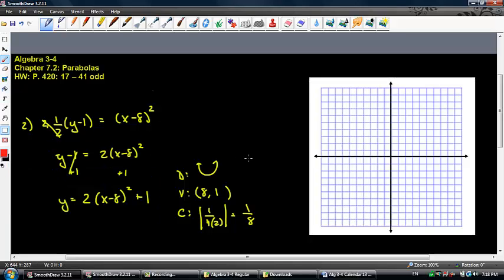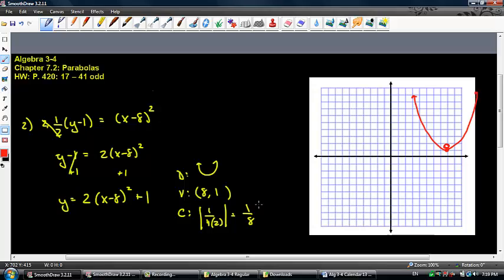Alright, so I'm going to go to my vertex, which is 8, comma 1, so 1, 2, 3, 4, 5, 6, 7, 8, 1. I know it's going to open upwards. And again, now we have to use some common sense. Our focal distance is 1/8. It has to stay inside the parabola. So the only way I can move and still stay inside the parabola is up. So I'm going to move up 1/8, and I'm going to go ahead and draw my circle.